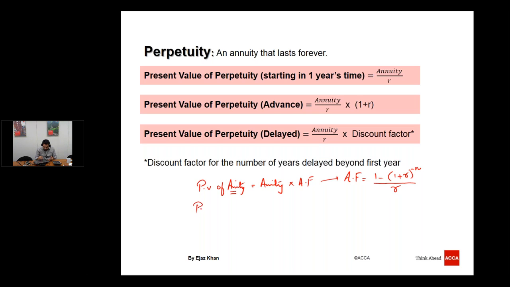But if we say we need to find out the present value of perpetuity, it means the project has infinite life, or we can say that the cash inflows will be received forever. So how can we calculate the present value of such cash inflows? We'll take the annuity, and instead of the annuity factor, we'll write the formula, that is 1 minus (1 plus r). And instead of minus n, we'll write minus infinity, because the number of years is infinite, divided by r. Is it right? I hope you've understood so far what has been discussed.